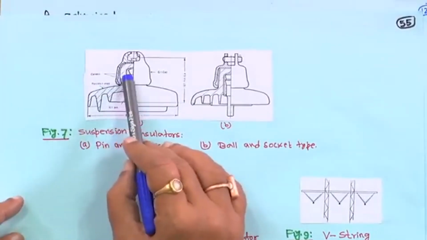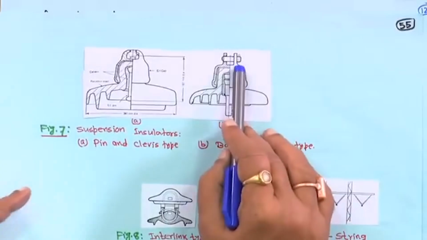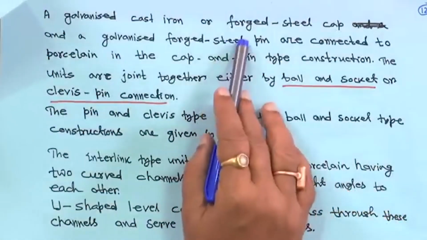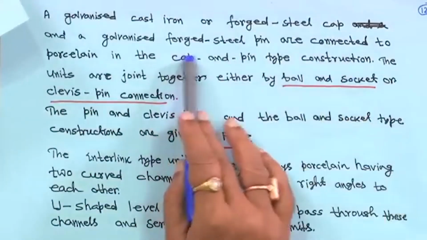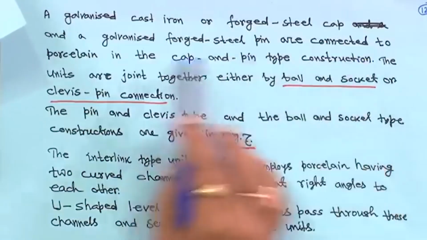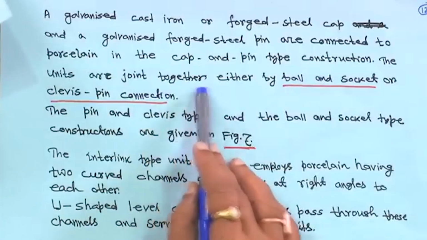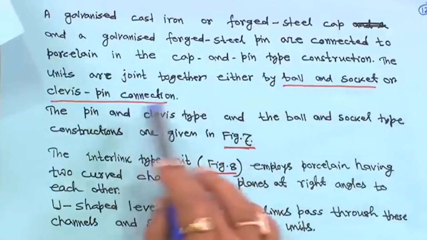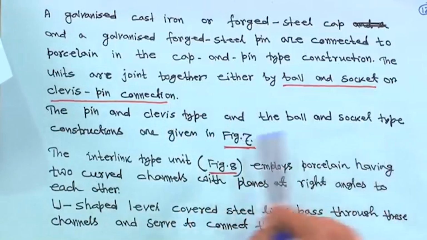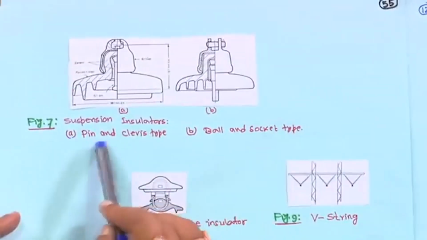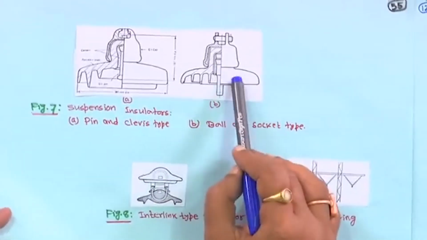This is the cement. This is the porcelain shell, right. This is the cap, and this is the ball and socket type, right. So, the galvanized cast iron or forged steel cap and a galvanized forged steel pin are connected to the porcelain in the cap and pin type construction. The units are joined together either by ball and socket or clevis pin connection. The pin and clevis type and the ball and socket type connections are shown in figures 7a and 7b, right. So, 7a is the pin and clevis type, and 7b is the ball and socket type.